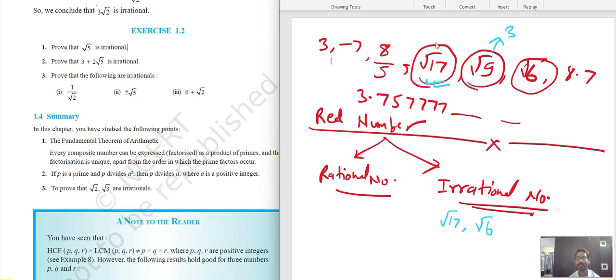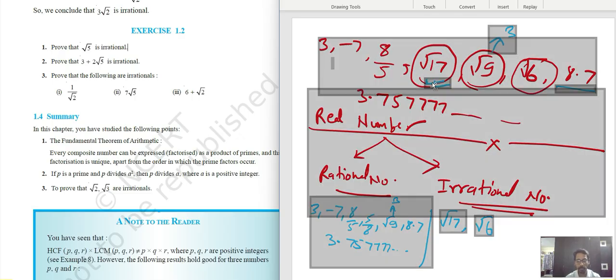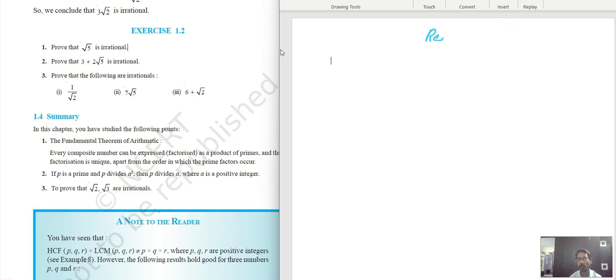Okay, now the rest of the numbers are rational numbers, means 3, -7, 8/5, 5/8 also you can write. √9 because that is 3. 8.7, 3.757777 dot dot dot. These all are rational numbers. So there are basically two types of numbers, rational and irrational. So real numbers have two categories.